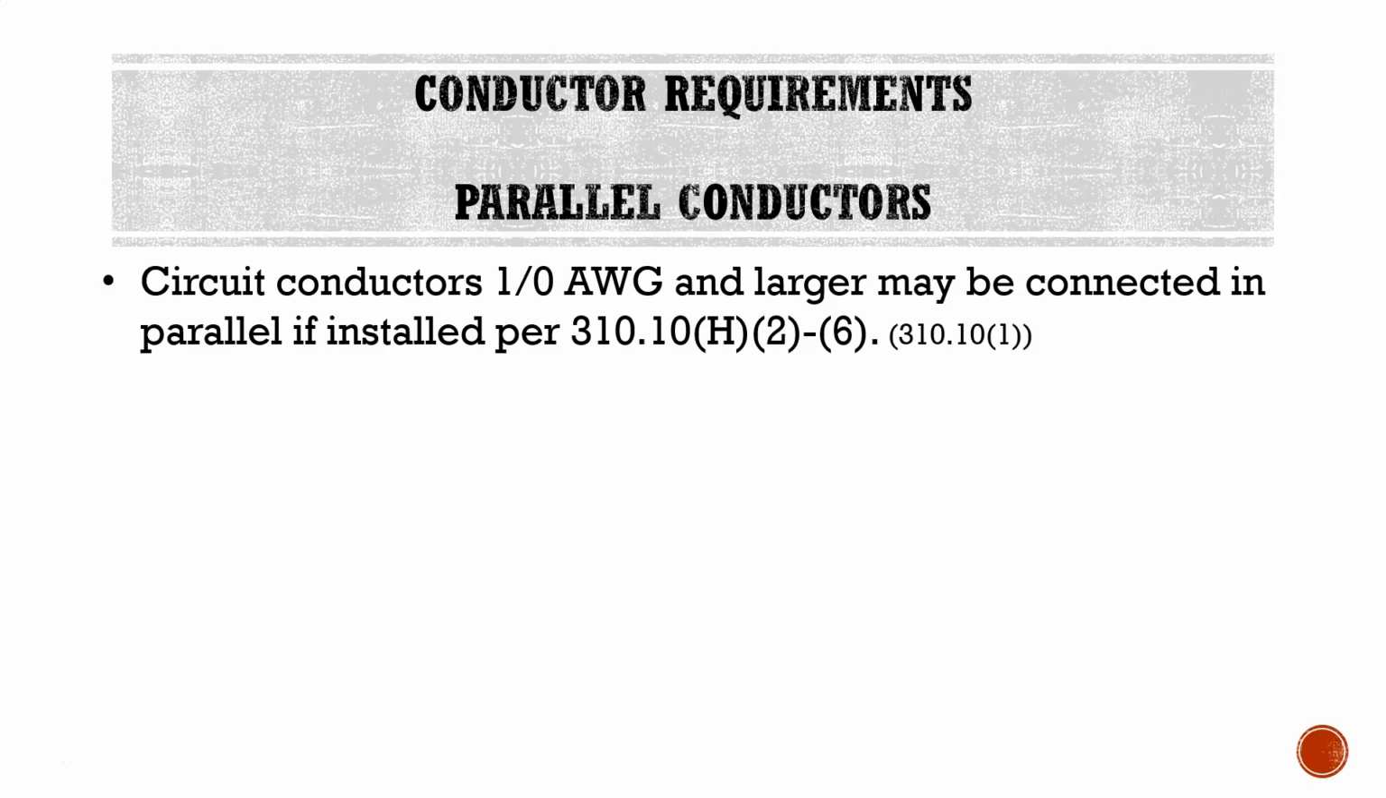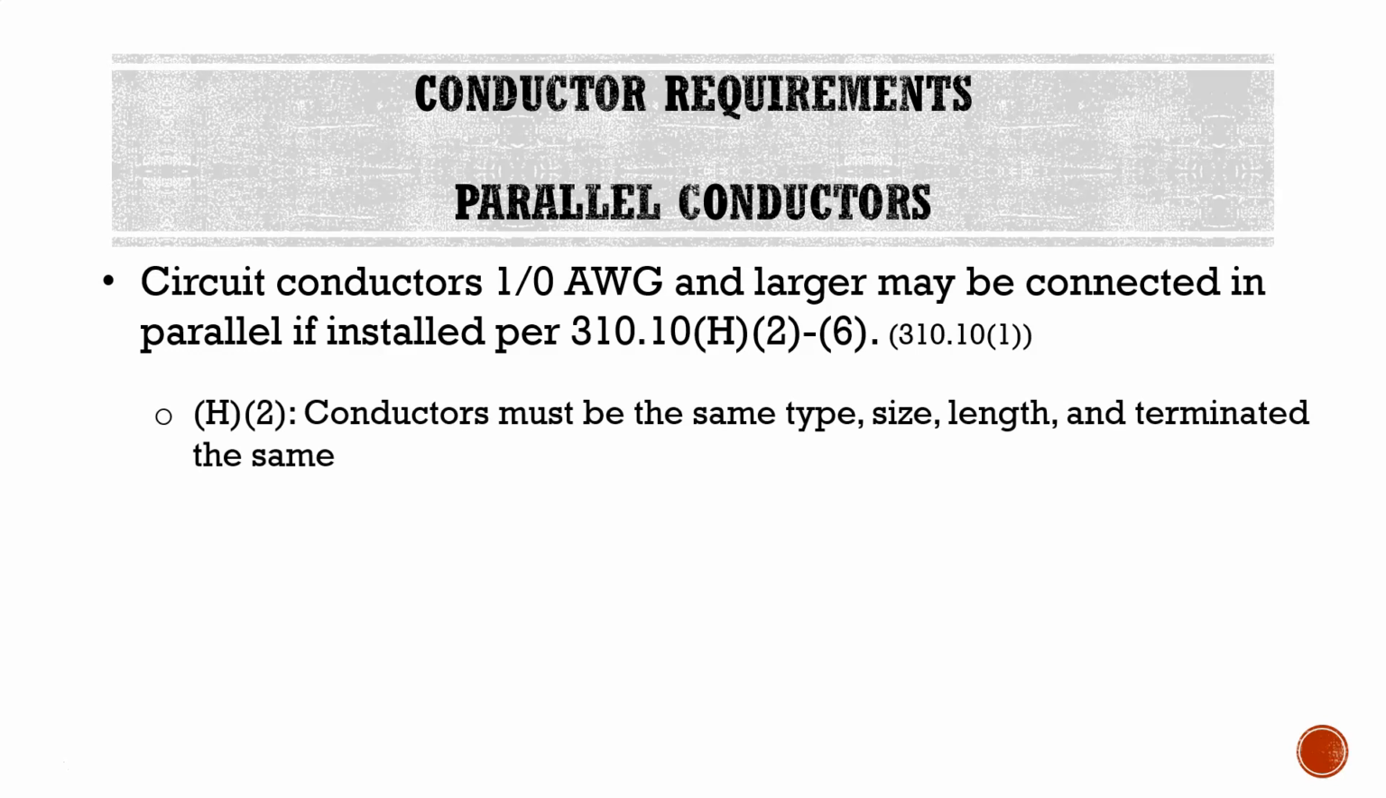And then they're required to meet all the requirements of 310.10 H2 through 6. So we have multiple requirements if we're going to do a parallel installation. H2 tells us that the conductors must be the same type, size, length, and terminated the same. In other words, if we're using THHN conductors, all the conductors installed in parallel have to be THHN. If we're installing 250 kcmil conductors, both sets of conductors have to be 250 kcmil. We can't make one of them be 4/0 and then use 250 kcmil for another one. They have to be the exact same length, so we can't make one of them be 25 feet and the other one be 30. They both have to be the same length. And then they have to be terminated the same way.